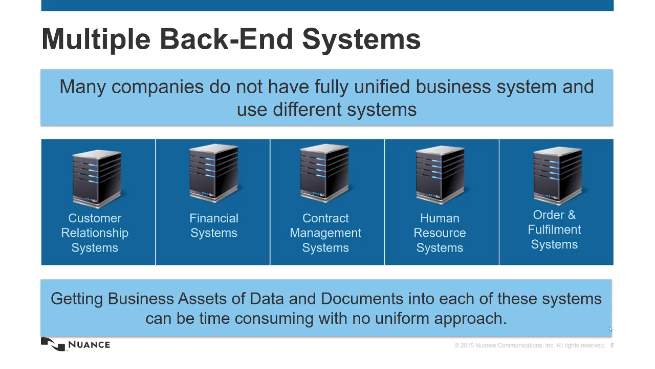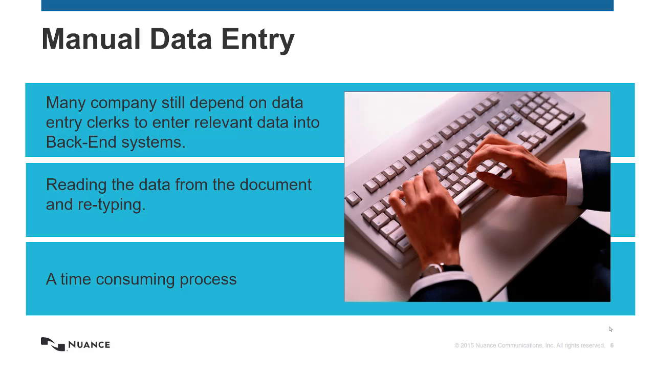Many corporations have multiple back-end systems. They're not fulfilled by one unified business system. They're using multiple systems for their customer relationship management, their financial systems, their human resource systems, contract management, and order and fulfillment systems. And getting business assets of data and documentation into each of these systems can be time-consuming when there's no unified approach. And often, the actual entry of data and documentation is repeated multiple times as it's entered into multiple systems.